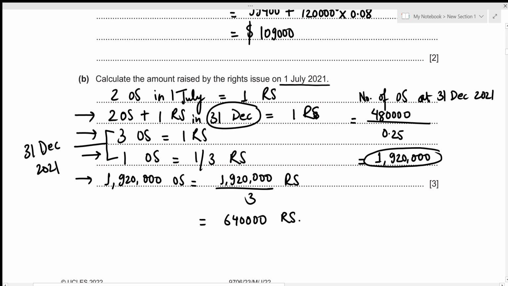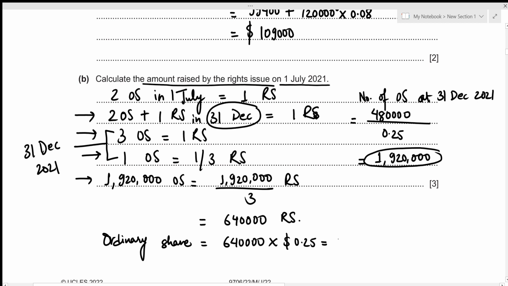Now, in this question, we need to figure out the amount raised by the rights issue. So let's figure out the amount in our ordinary share. So ordinary share includes the nominal rate of 0.25. So that's 640,000 times 0.25, which gives the value of 160,000.